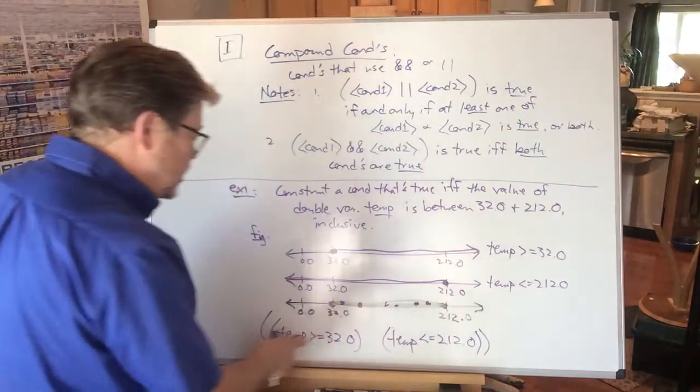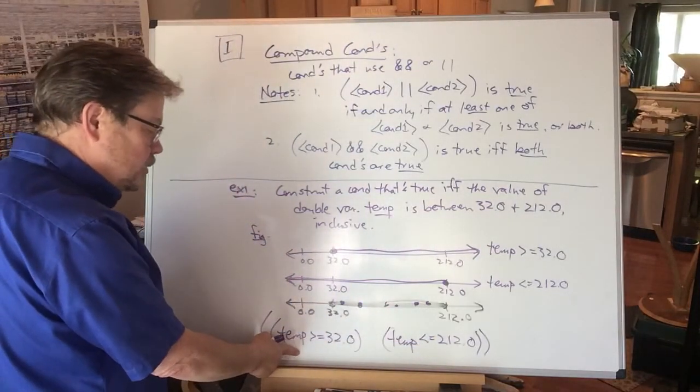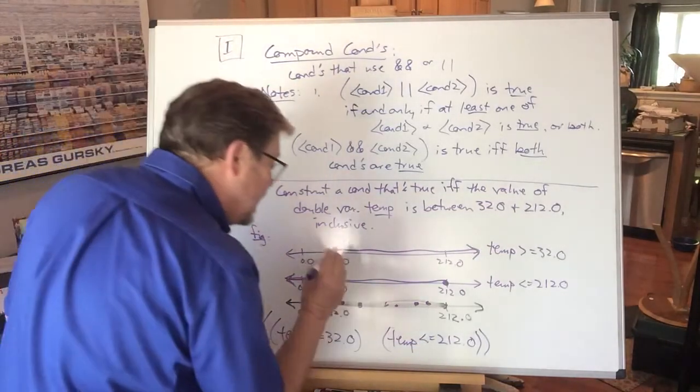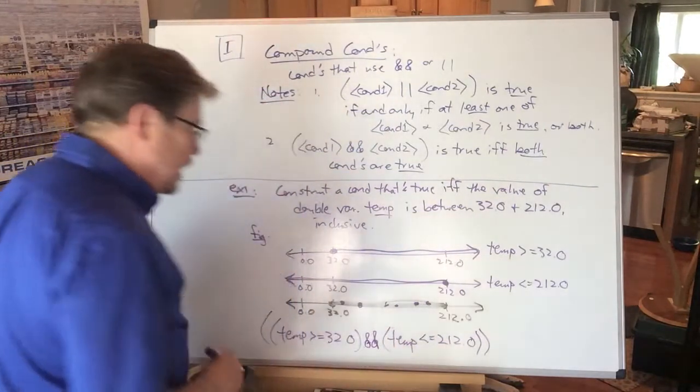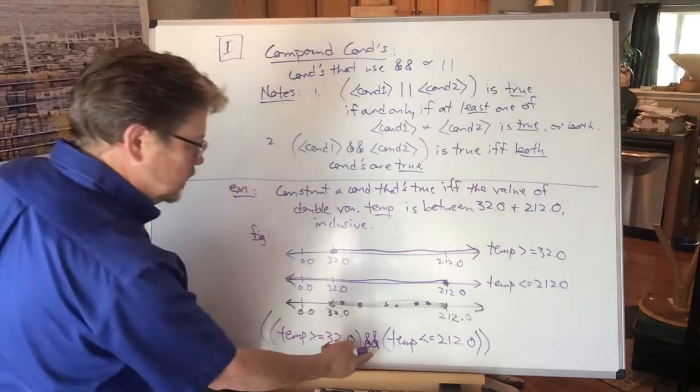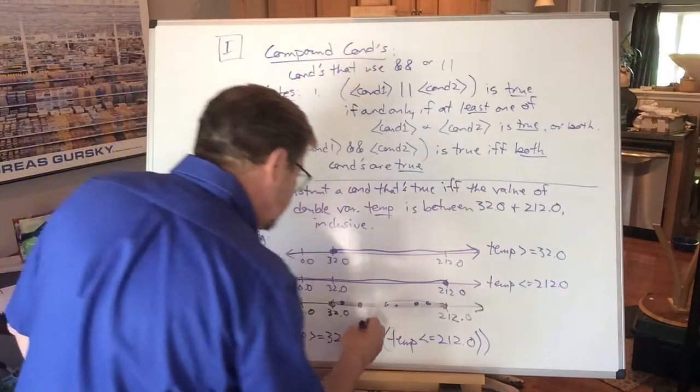These are all points that are simultaneously greater than or equal to 32, and meanwhile, that's a double ampersand. I know I don't write those very pretty, but take my word for it. That's supposed to be double ampersand. I can make that one a little better.